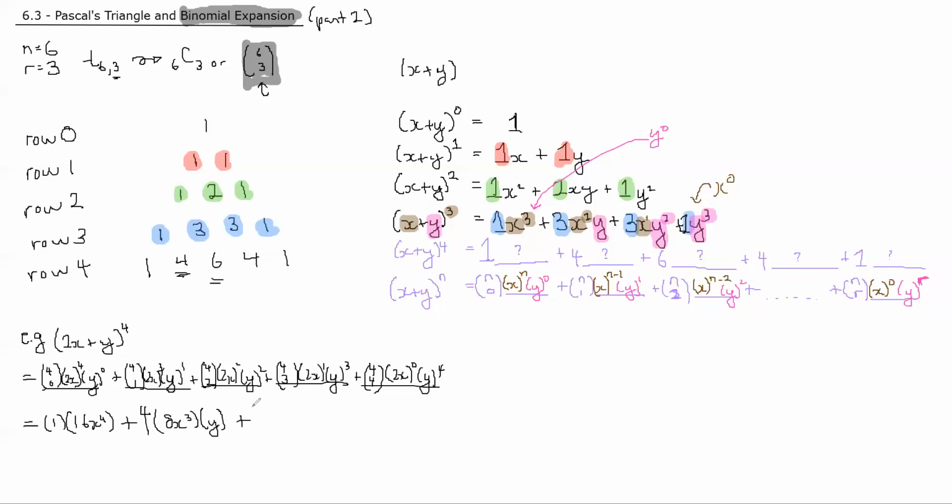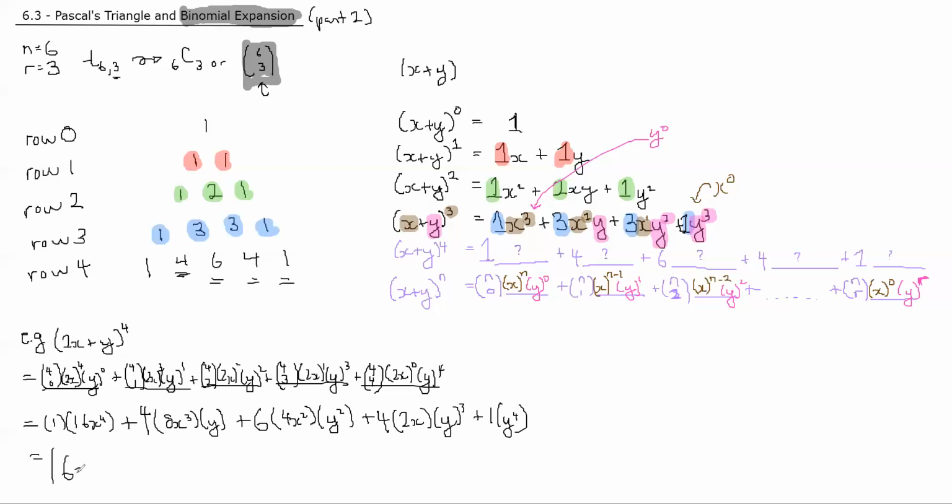4 choose 2. That's going to be a 6. 2x squared is going to be 4x squared. Y squared is going to be y squared. Plus 4 choose 3. It's going to be 4. 2x to the power of 1 is just 2x. And y to the power of 3 is going to be y cubed. And 4 choose 4 is going to be 1. 2x to the power of 0 is just 1. And so this is y to the power of 4.